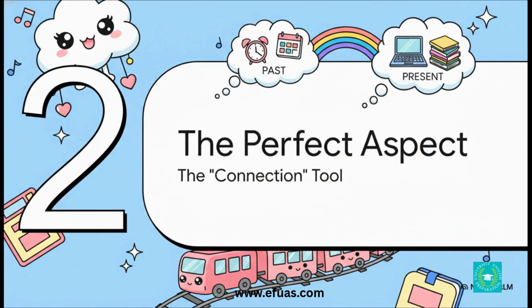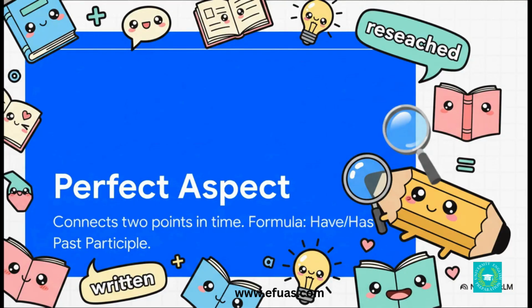Okay, our first tool is the perfect aspect. I like to call this one the connection tool, and for good reason. Its main job is to build a bridge between two different points in time, usually connecting something that happened in the past directly to what's happening in the present. And the formula for it? It's super straightforward. You just take the verb have or has, and you add the past participle of your main verb. Like have studied or has concluded.